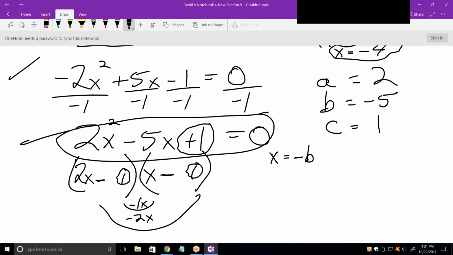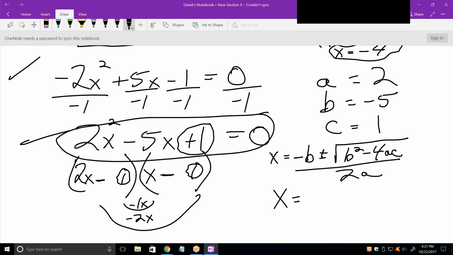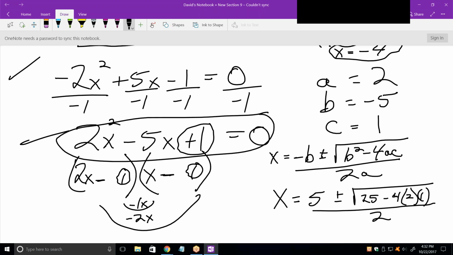Negative b plus or minus the square root of b squared minus 4ac over 2a. Good, very good. Now substitute in. So we have positive 5 plus or minus the square root of -5 squared. What's -5 squared equal to? 25. So 25 minus 4 times 2 times 1, over 2 times 2, so 4.